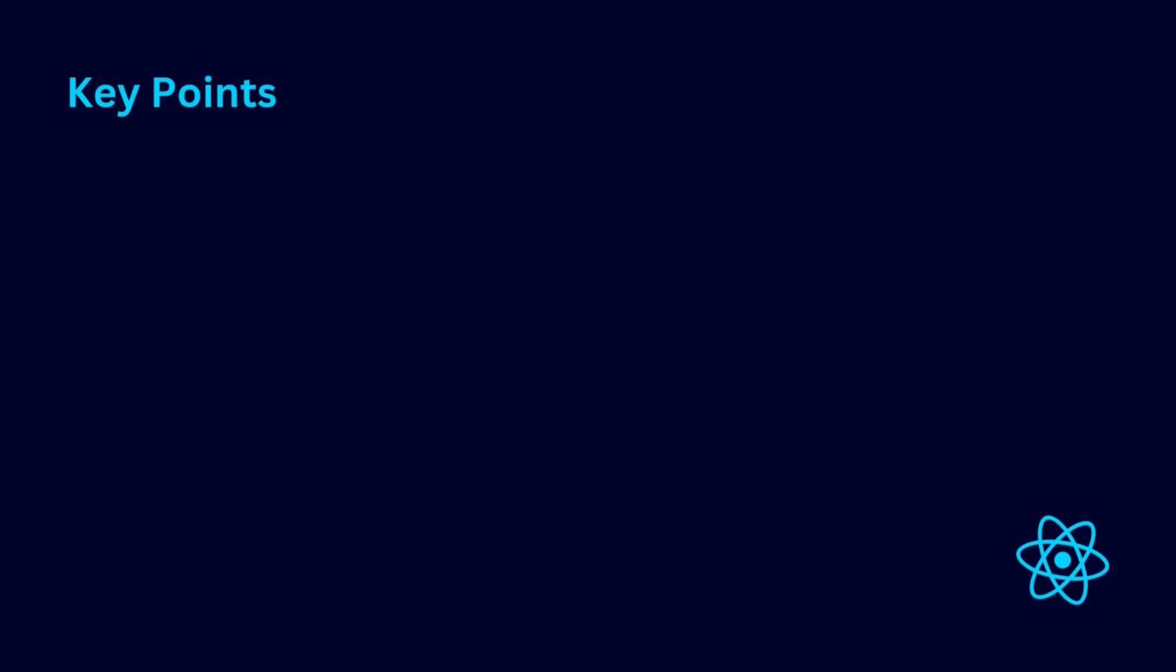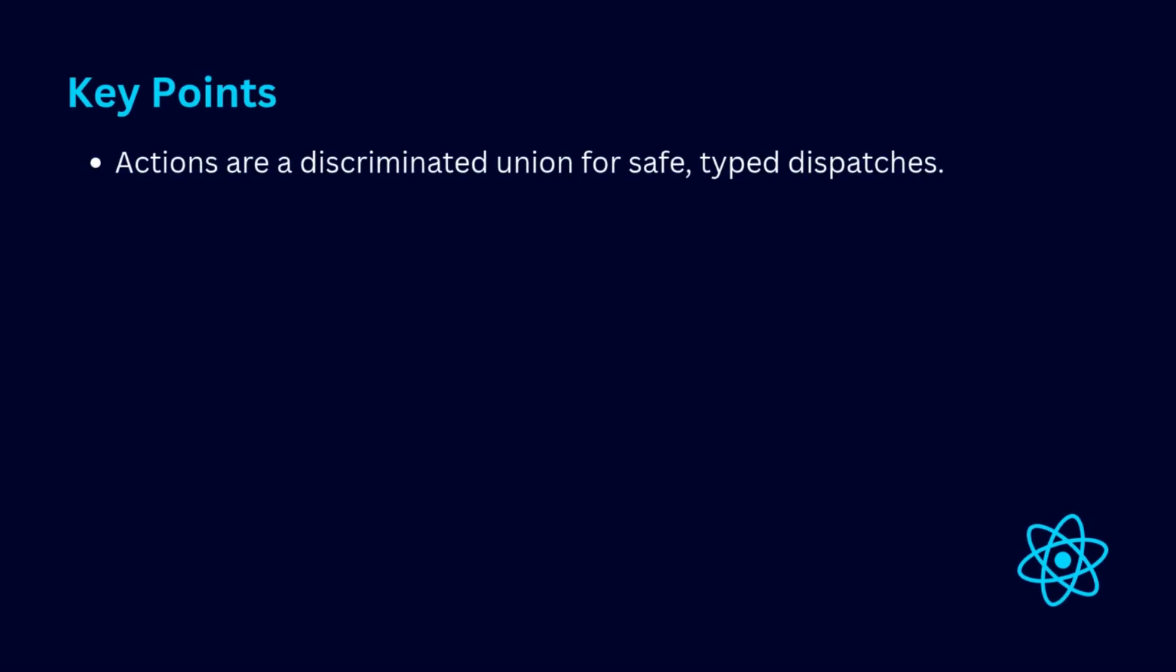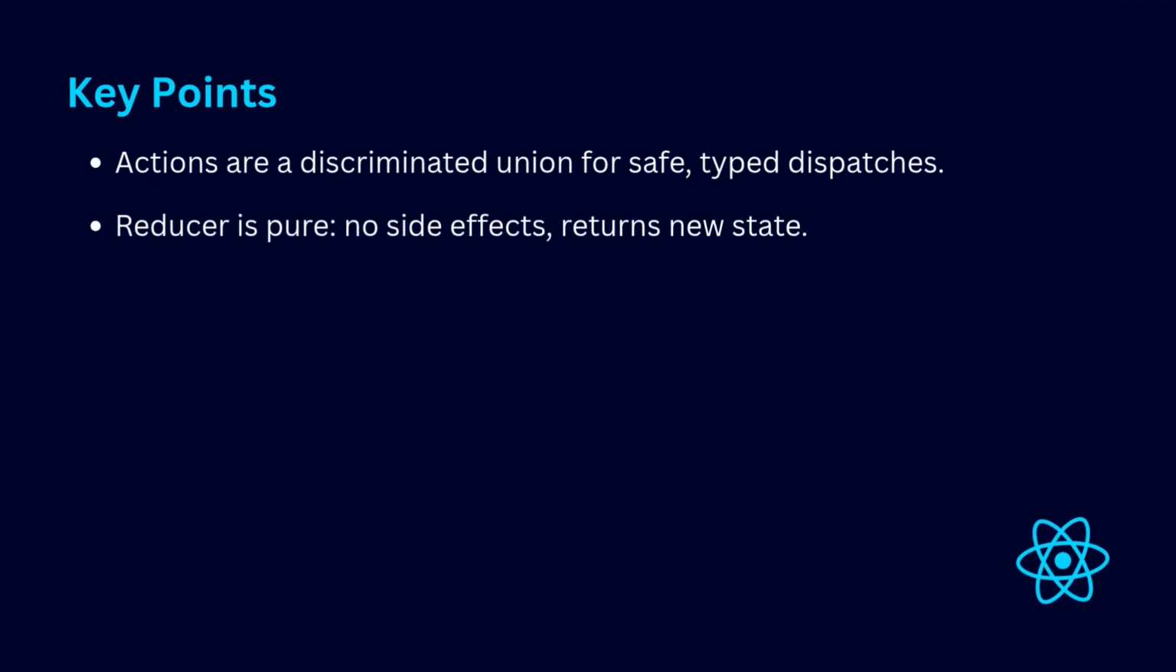This is the simple counter interface with the 3 buttons. As you can see, we have 3 buttons. When you click the first button, it increments. On the second button, it decrements. On the third button, it sets the value to 10. Key points you must know are actions are a discriminated union for safe type dispatches. Reducer is pure, no side effects, returns new state.